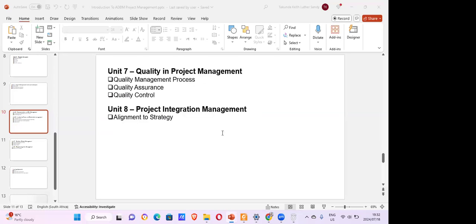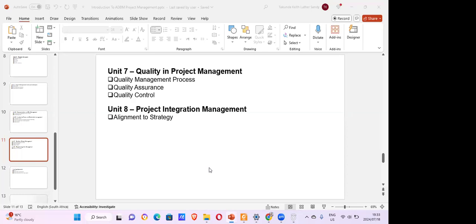All right. Then we look at quality in project management. Obviously, when we talk about quality, we are looking at the ability of a product or a service to meet or exceed the expectations of stakeholders. And I said stakeholders are individuals, groups or organizations with an interest in the project. So when we talk about quality, we look at quality management processes, we look at quality assurance and quality control.